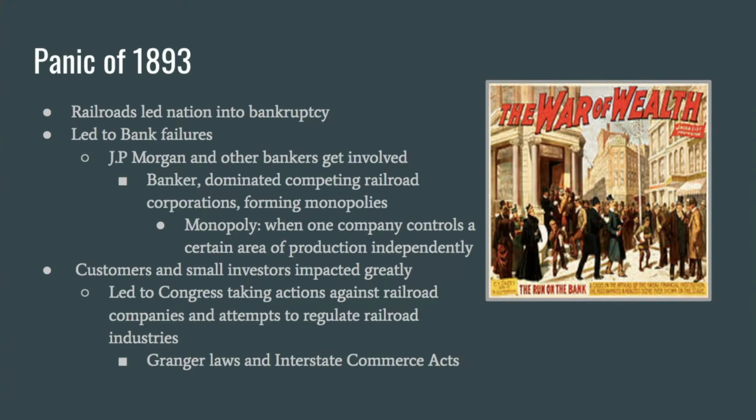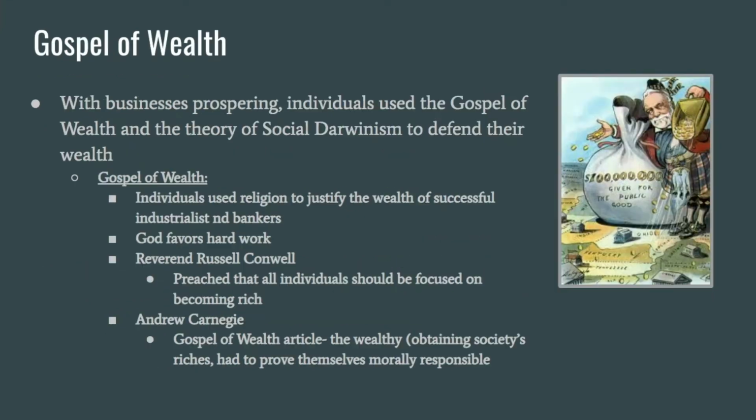The Panic of 1893 was caused by railroads that led the nation into bankruptcy, and this eventually led to bank failures. J.P. Morgan and other bankers got involved, dominated competing railroad corporations, and formed monopolies. A monopoly is basically when one company controls a certain area of production independently. Customers and small investors were greatly impacted by this, and this eventually led Congress to take action against railroad companies in attempts to regulate the railroad industries.